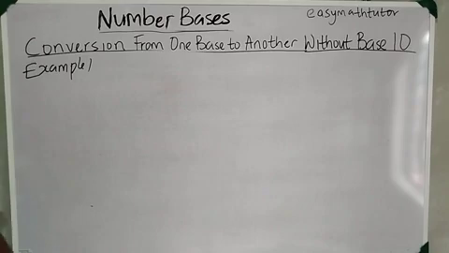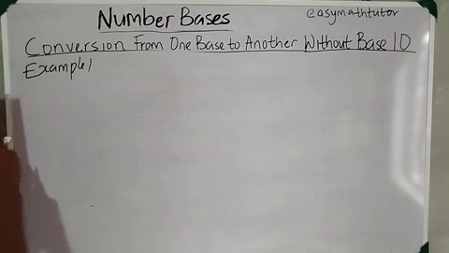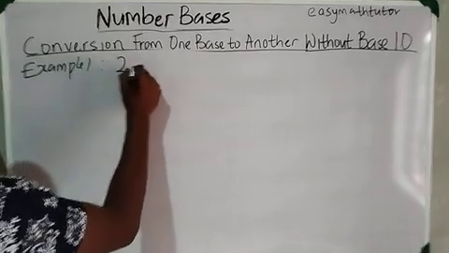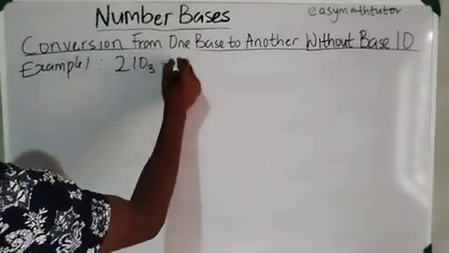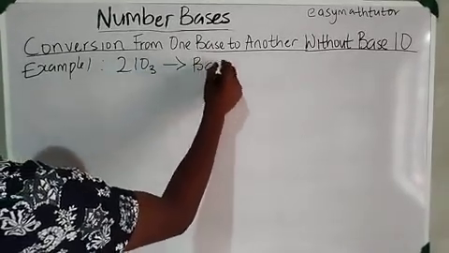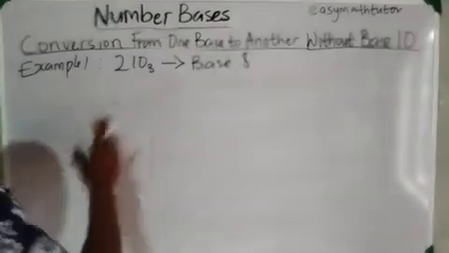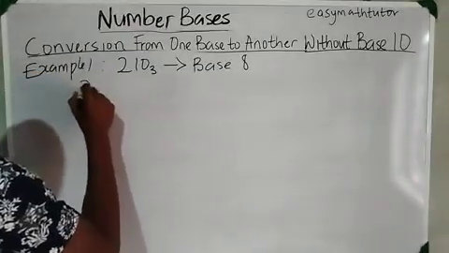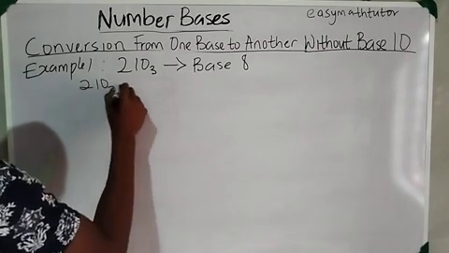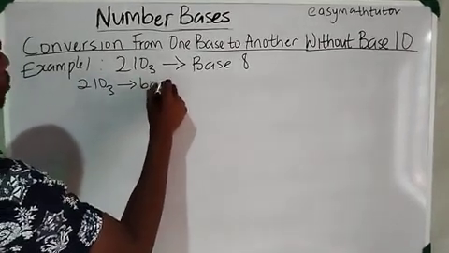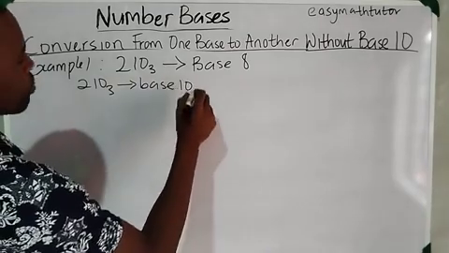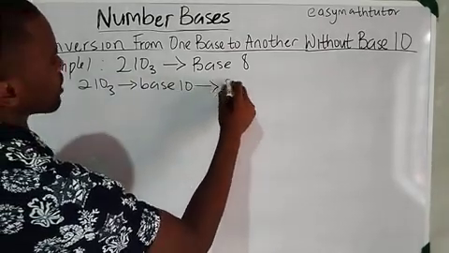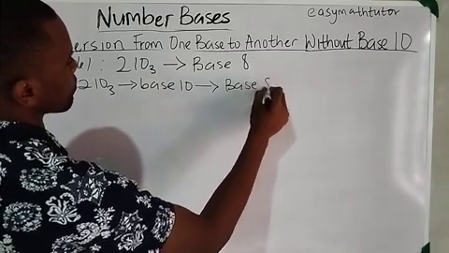Now, you may be told to convert 210 in base 3 to base 8. If you notice, there is no base 10 in this question. So what is the step? We are first going to convert 210 in base 3 into a base 10 number. And after converting to base 10, we can then go ahead to convert it to base 8.